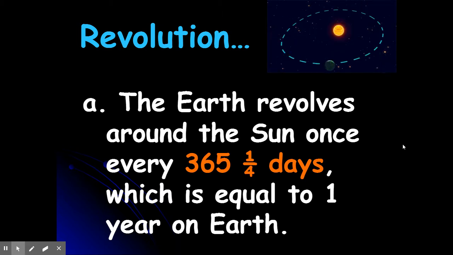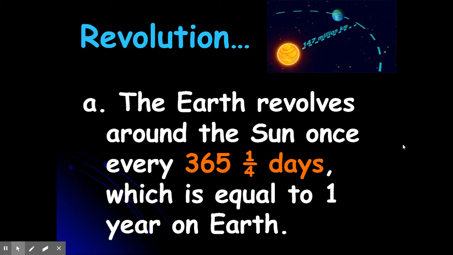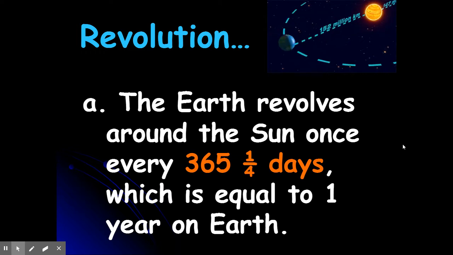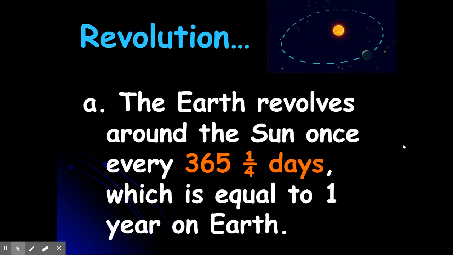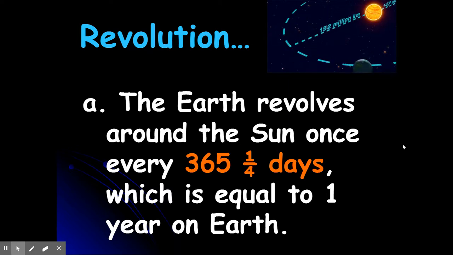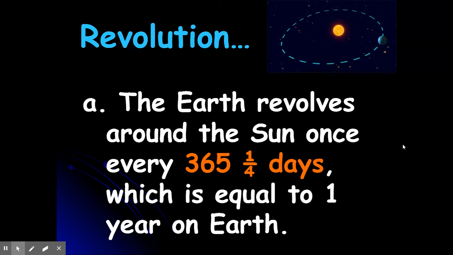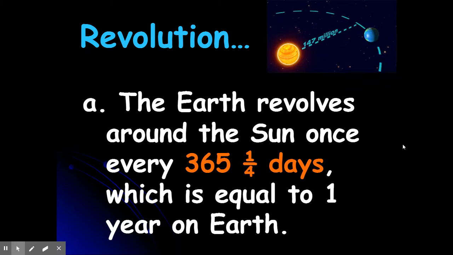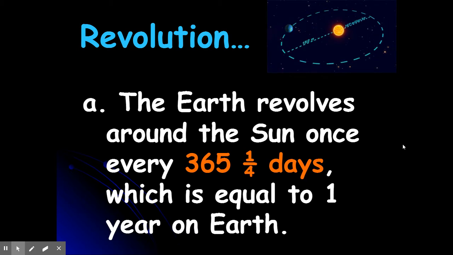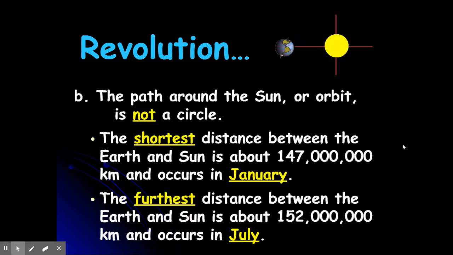So if you've ever wondered why we have a leap day in years that are divisible by 4, we had one this past year in 2020. We won't have another leap day until 2024, where the calendar in February will go to February 29th. That only happens in years that are equally divisible by 4.